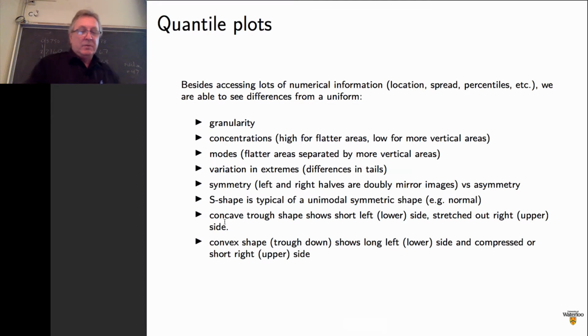So you might look at concave trough. If it's concave up, so it's pointing up, got to do pointing up that way, right? So it's concave up. It's going to have a shorter left tail and a longer right tail. If it's the other way, it's going to have a longer left tail and a shorter right tail. Okay? So you want to be able to interpret these shapes and think about how they work.